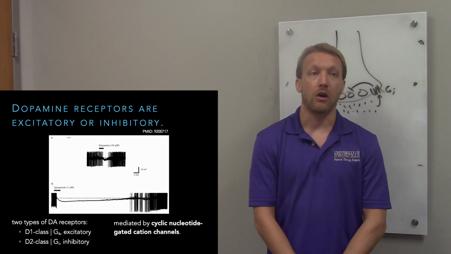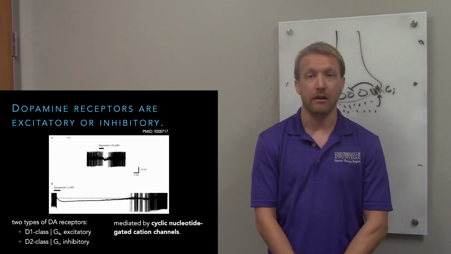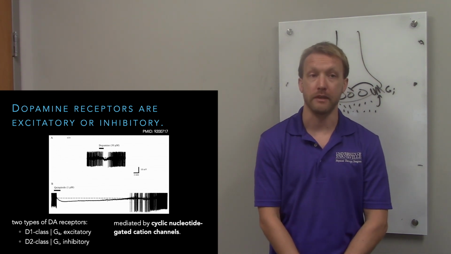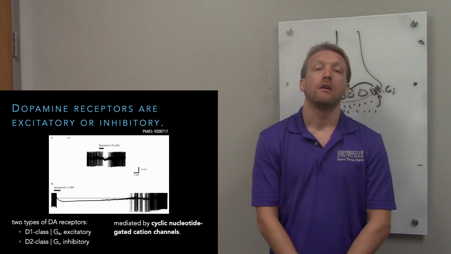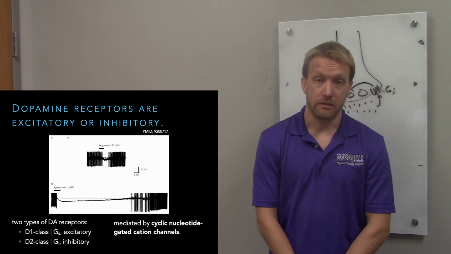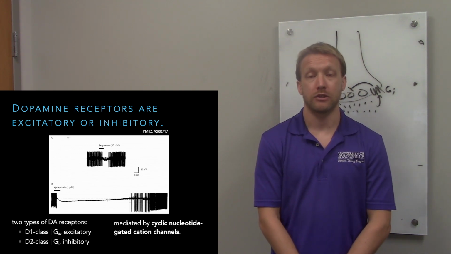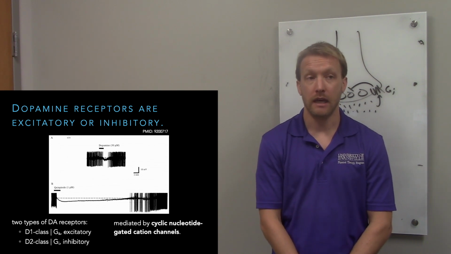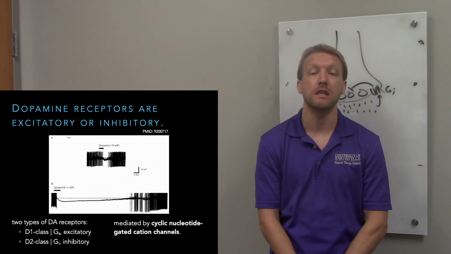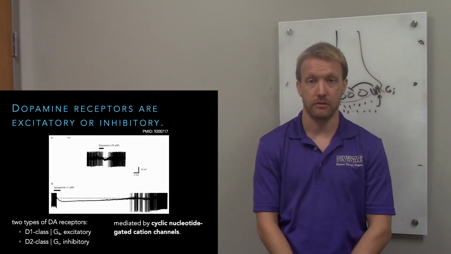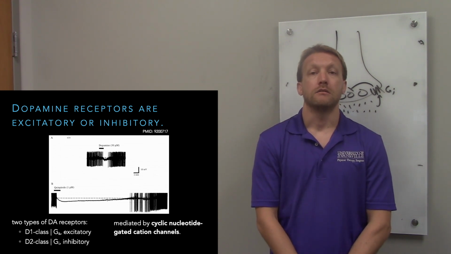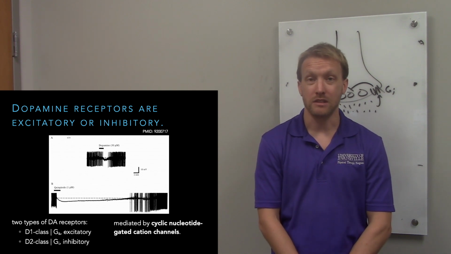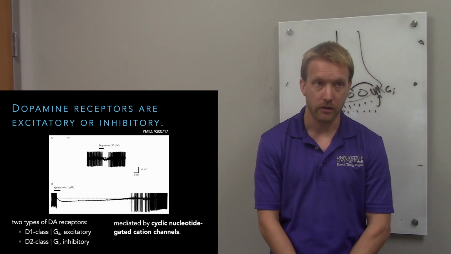Dopamine receptors are either excitatory or inhibitory, but they are all metabotropic. There is no ionotropic dopamine receptor. There are two classes. There's the D1 class, which includes D1 and D5. These dopamine receptors in the D1 class are excitatory because they use GS receptors. The D2 class, D2, D3, and D4, are GI coupled and therefore inhibitory.